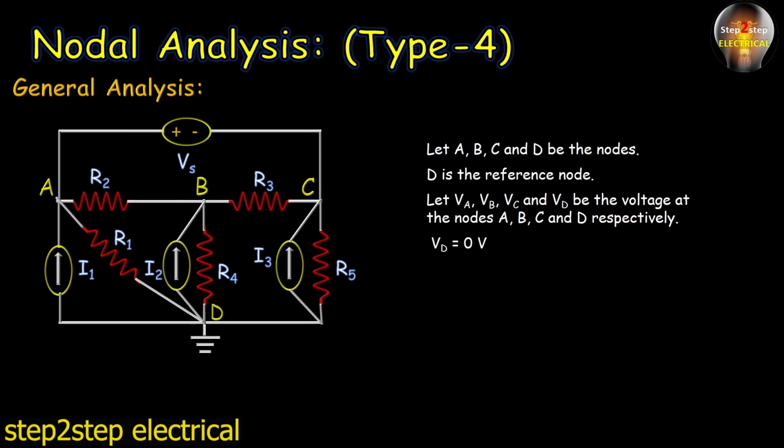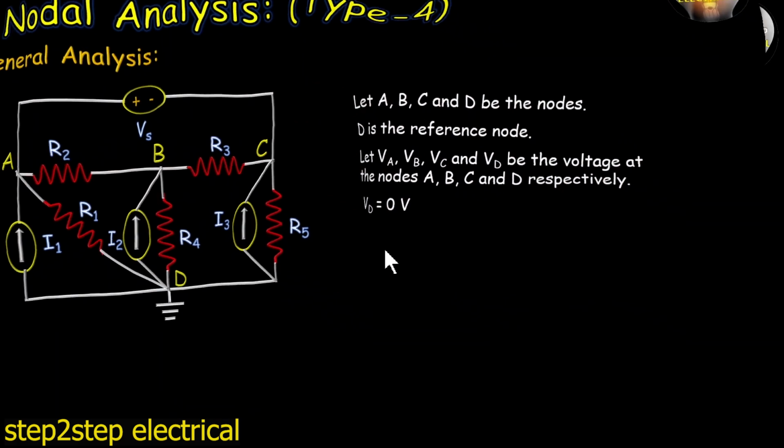But here you can see VD is equal to 0 volt. Why? Because D is grounded. That's why the voltage at node D is 0. So VD is equal to 0 volt.